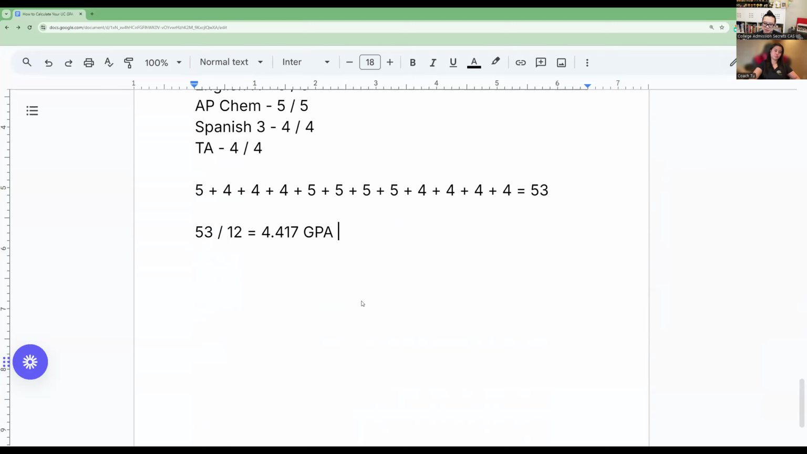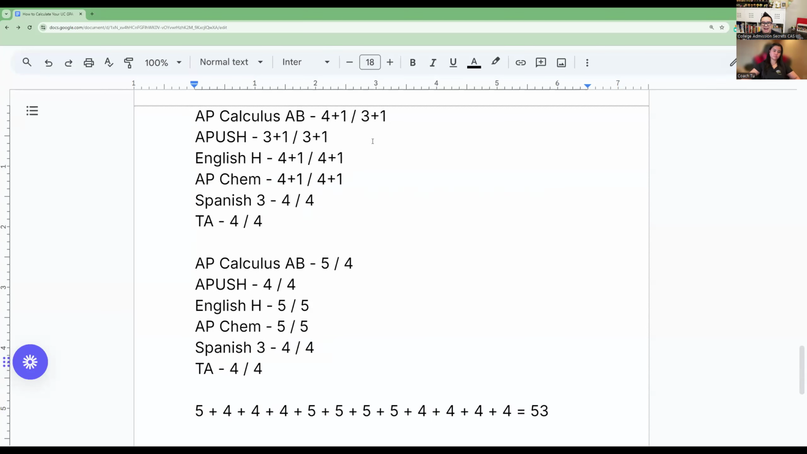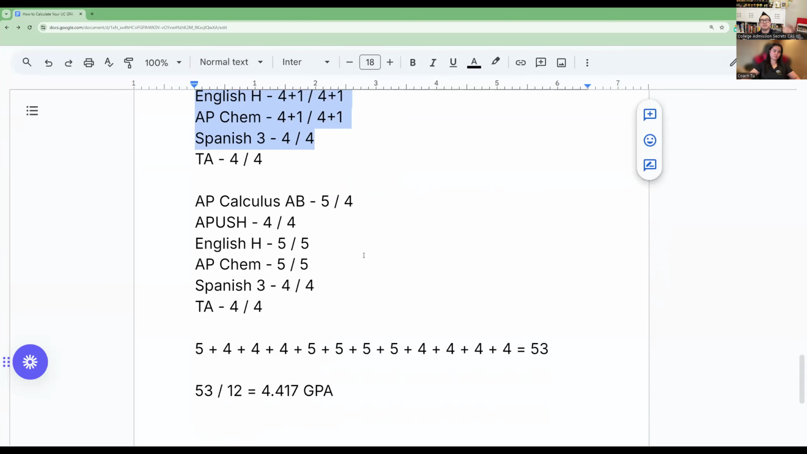Awesome. Cool. Thank you, Coach Two. So this is the weighted GPA. And again, if you want to do the unweighted, just don't add the one and do the same thing. It's still divided by 12 because there are still 12 grades there.